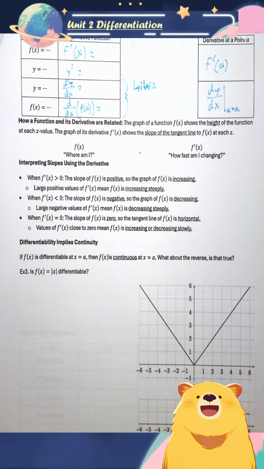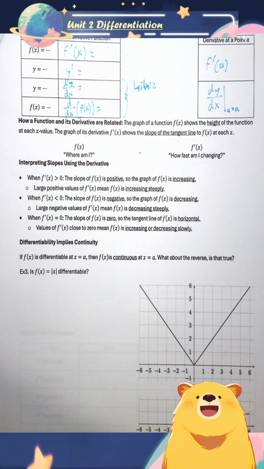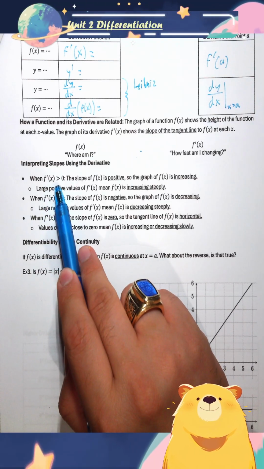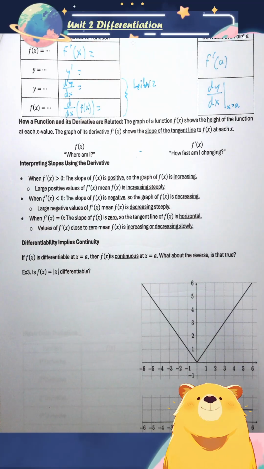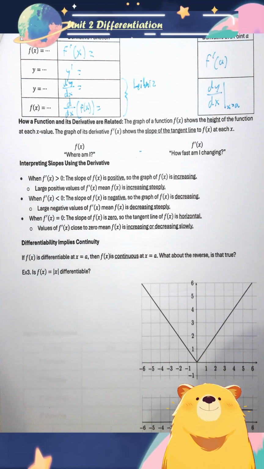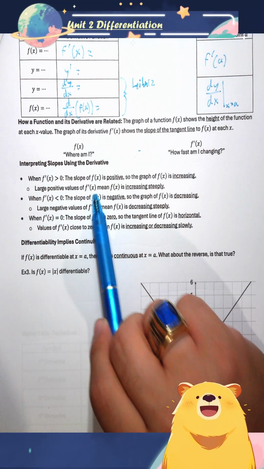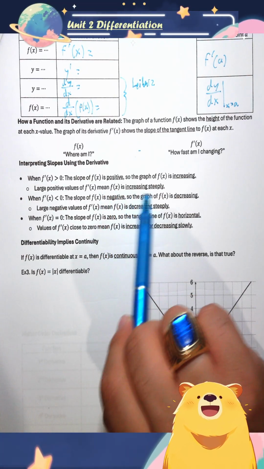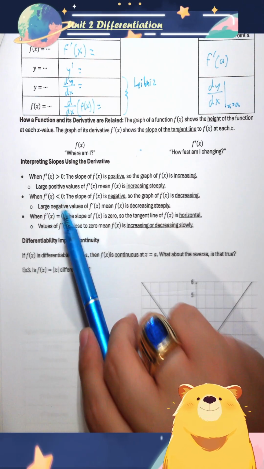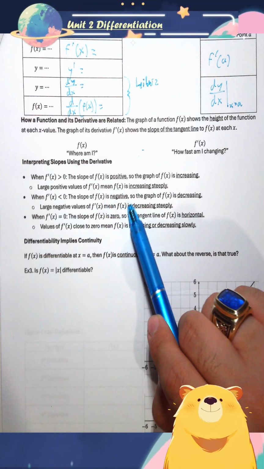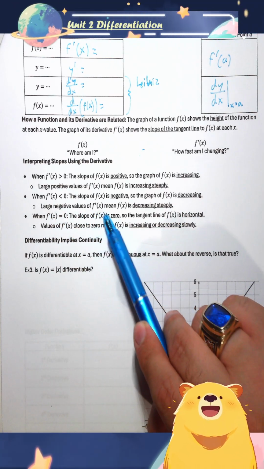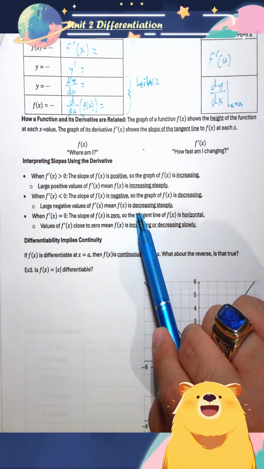If that slope is positive, then that tells us, okay, when f prime of x is positive, the slope of f of x is positive. So the graph of f of x is increasing. A large positive value of f prime of x means that f of x is increasing steeply. When f prime of x is negative, less than 0, the slope of f of x is negative. So the graph of f of x is decreasing. And again, a large negative value of f prime of x means that f of x is decreasing steeply.